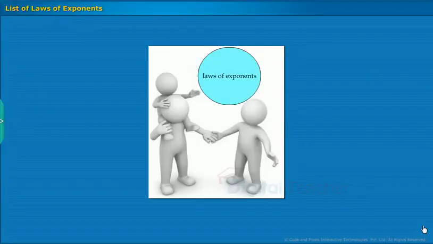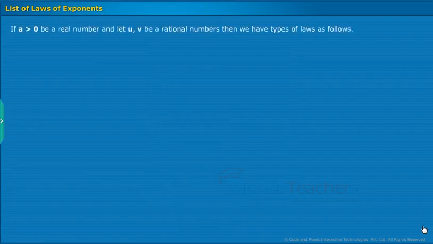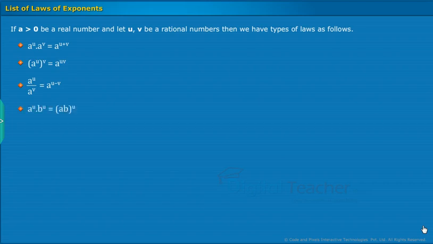List of laws of exponents. If a greater than 0 is a real number and let u, v be irrational numbers, then we have the following laws. a^u × a^v is equal to a^(u+v). (a^u)^v is equal to a^(uv). a^u / a^v is equal to a^(u-v). a^u × b^u is equal to (ab)^u. The uth root of a is equal to a^(1/u).